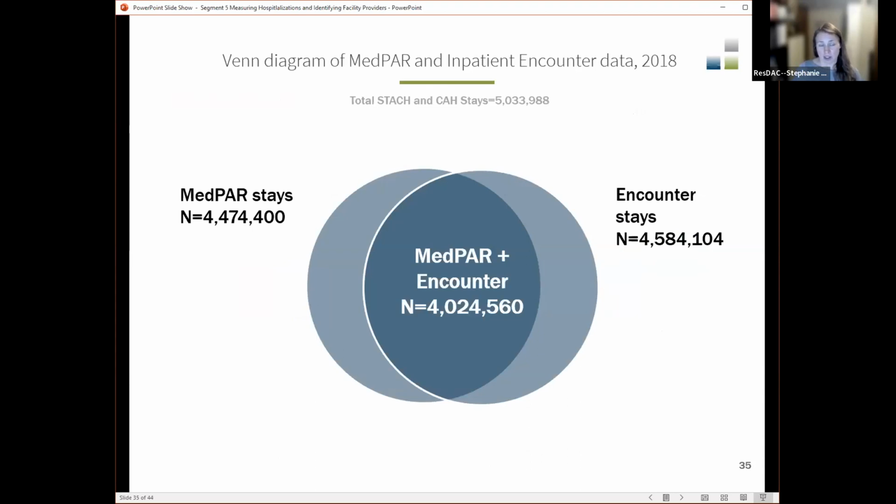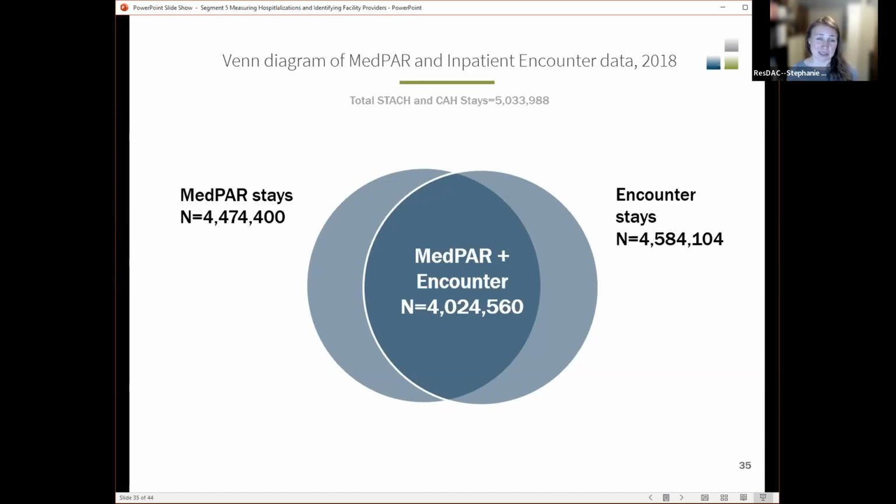When we look at short-term acute care and critical access, if we combine both files, we have about 5 million stays. The ones that we found in both files is about 4 million. So it's not perfect, and there are stays in the MedPAR that we didn't find in the Encounter Inpatient, and there are stays in the Encounter Inpatient that we didn't find in the MedPAR.